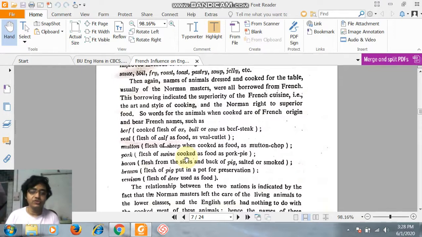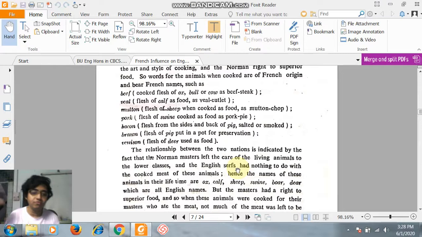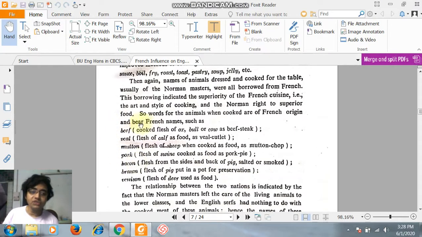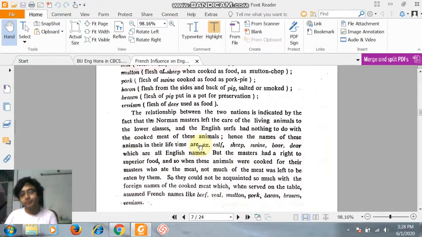Pork, flesh of the swine. Bacon, flesh from the sides and back of the pig, salted and smoked. Brawn, for example, flesh of the pig put in a pot for preservation, and venison. Venison is actually flesh of the deer used as food. So you can see all these various food items, beef, veal, mutton, pork, bacon, brawn, venison, have been borrowed from French origin. The relationship between the two nations is indicated by the fact that the Norman masters left the care of the living animals to the lower classes, and the English serfs had nothing to do with the cooked meat of these animals.